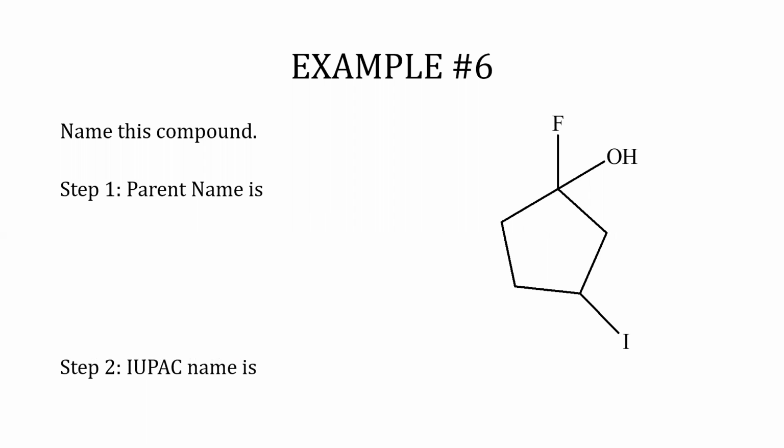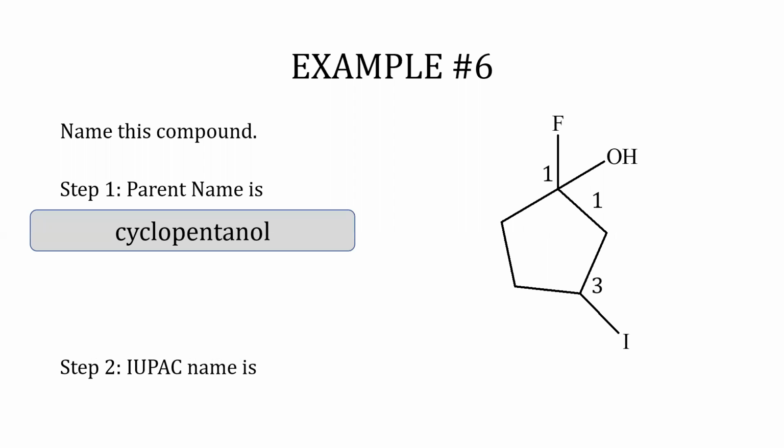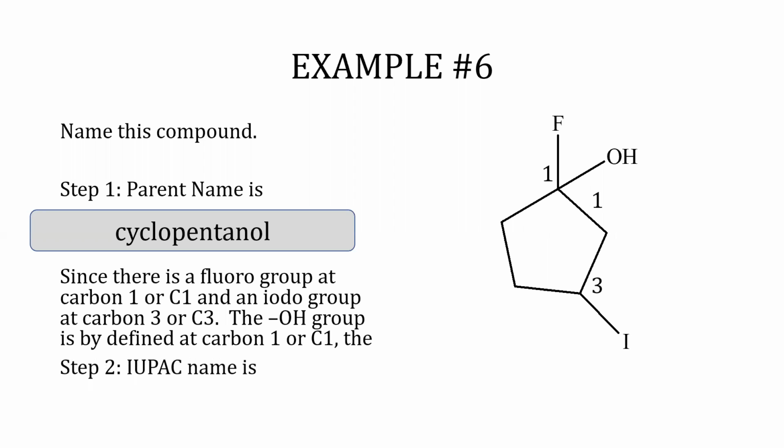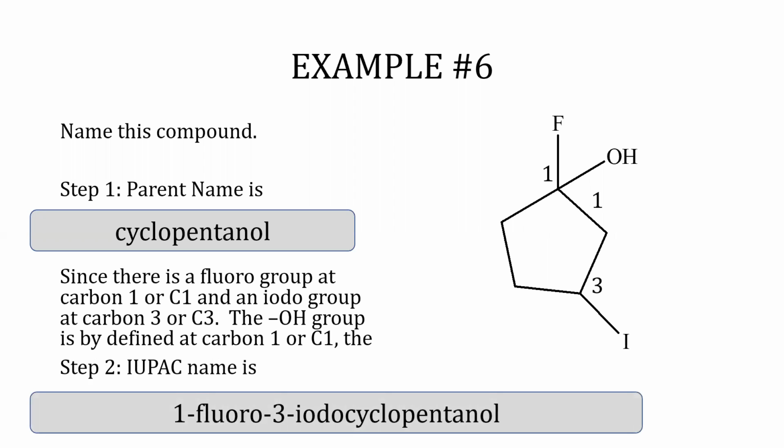In example 6, the parent name of this structure is cyclopentanol. There is a fluoro group at carbon 1 or C1 and an iodo group at carbon 3 or C3. The OH group is by definition at carbon 1 or C1. The IUPAC name is 1-fluoro-3-iodo-cyclopentanol.